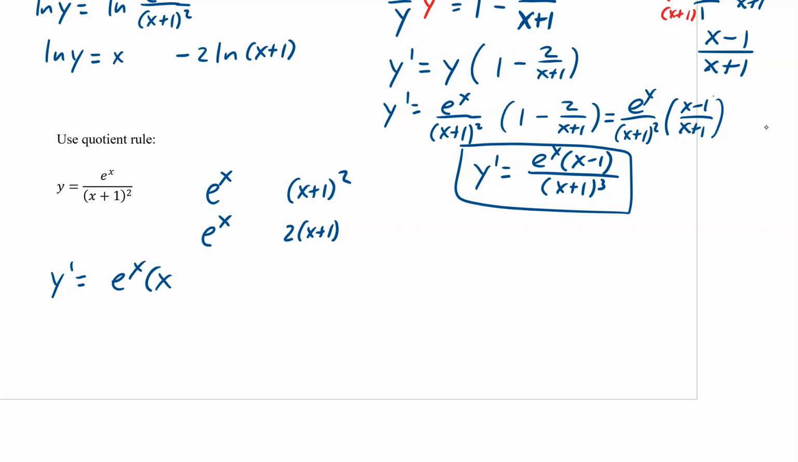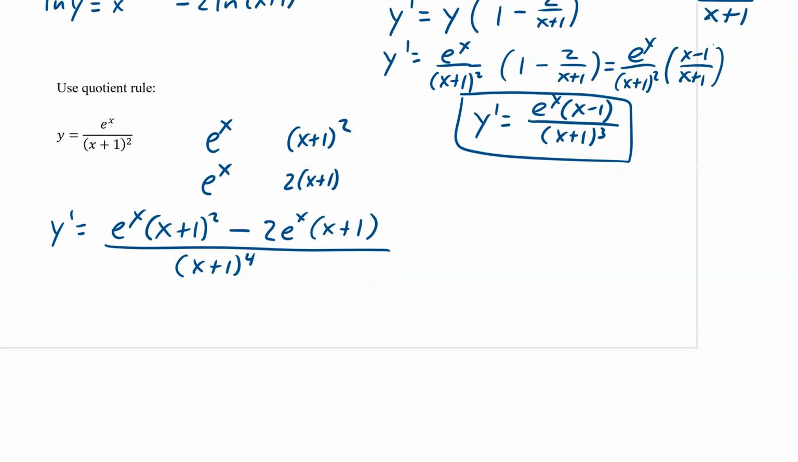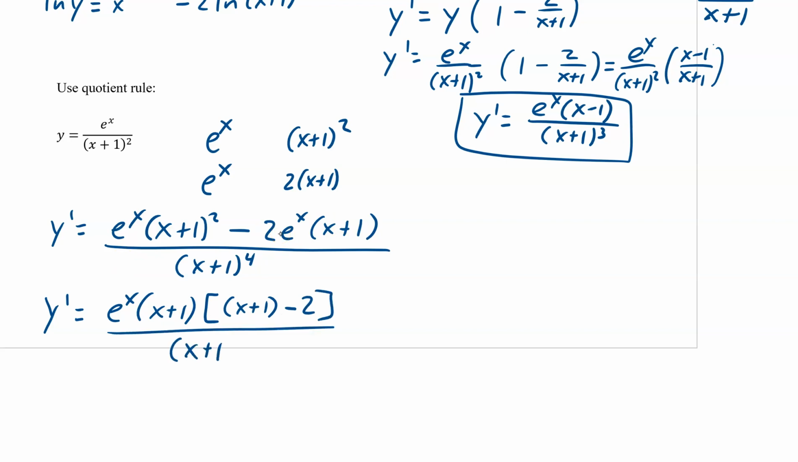Now, whenever you apply quotient rule with chain, you've got to remember that we're also going to be factoring. This is now x plus 1 to the 4th. So they both have an x plus 1. They both have an e to the x. So y prime equals e to the x and x plus 1. You always take the bottom one. So the e to the x and the x plus 1, that's what we're factoring out. Put a bracket, and then we'd end up with x plus 1 minus, and then I've taken those two out, so I'm now left with just 2, bracket, over x plus 1 to the 4th.